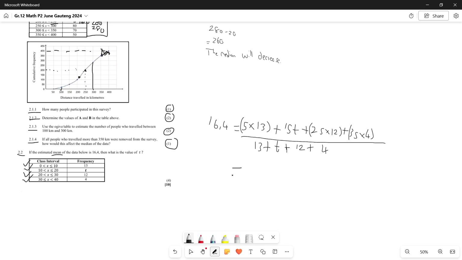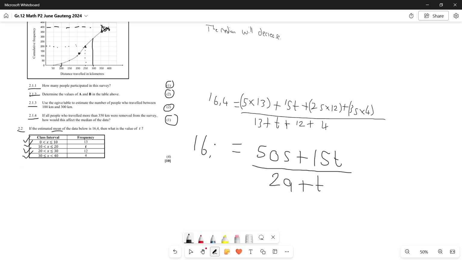So we can simplify our numbers. 5 times 13 plus 25 times 12 plus 35 times 4 gives us 505 plus 15t, because we could not simplify that as it has a variable that we're trying to solve. At the bottom, 13 plus 12 plus 4 is 29 plus t, because we could also not simplify the t. So this still equals 16,4.